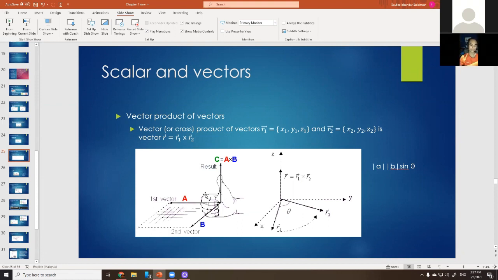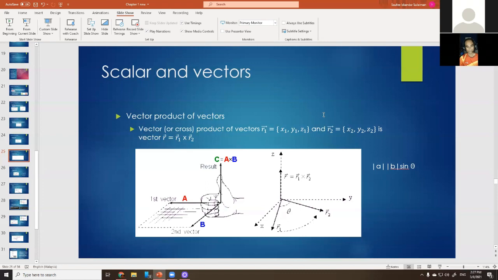So this is a cross product. C is the resultant of the cross product between A and B. A and B will not intersect at any point in the world, but the cross product only intersects at this point, the origin point. At this point, the cross product is pointing upwards. So it is like 3D.